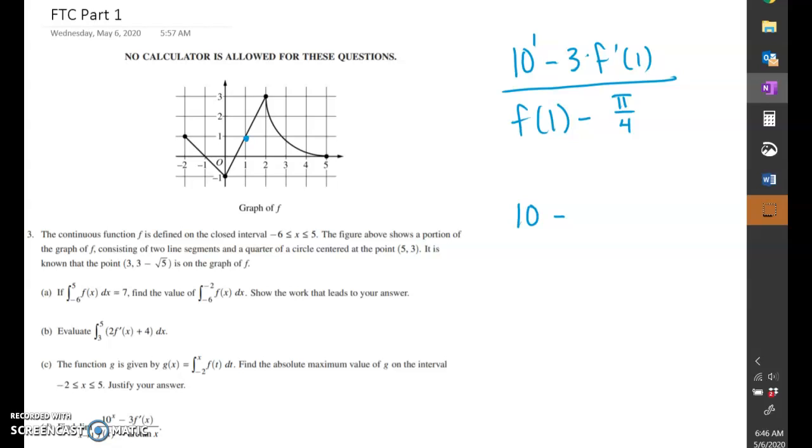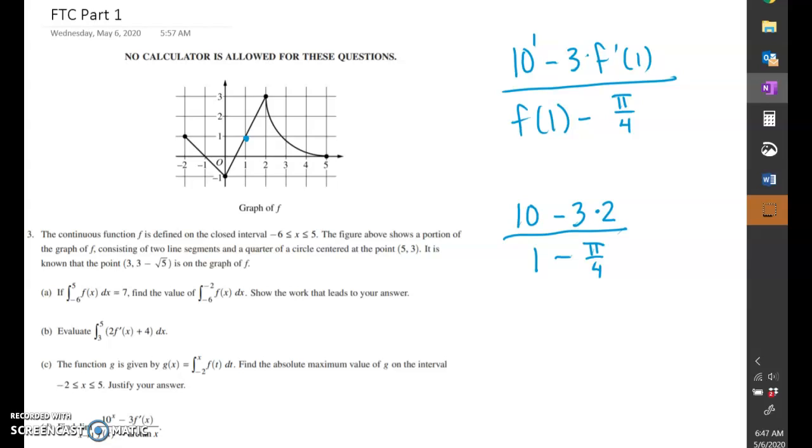And now we have to go to this problem of f prime of 1. So here's 1. Luckily, that's a part where the graph is straight. So I can figure out f prime just by reading the slope off the graph. So it's going to be 3 times 2. And then f of 1 is going to be 1 because that's the y-coordinate of the graph. And then minus pi over 4.